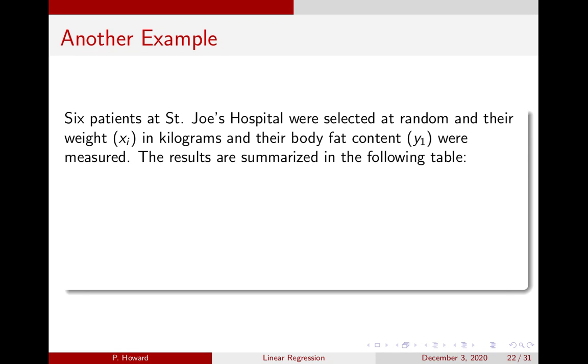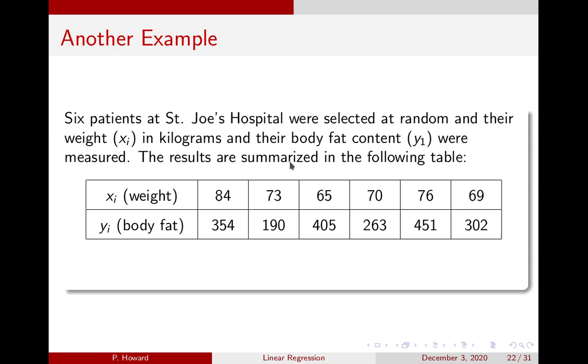Here's the example. 6 patients at St. Joe's Hospital were selected randomly, and their weight, x sub i in kilograms, and their body fat content, y sub i, were measured. And the results are summarized in the following table.